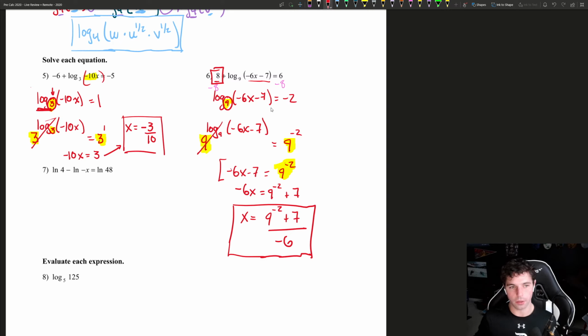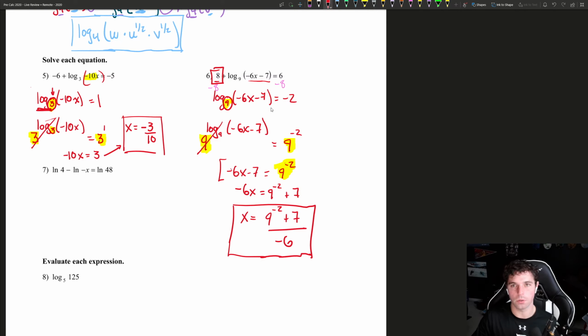Okay, then we have number 7. And number 7 is definitely the hardest one in here. You know what? Actually, it's not. I take that back. It's the hardest one of these 3 for sure, but it's actually a lot easier than what I thought it just was.